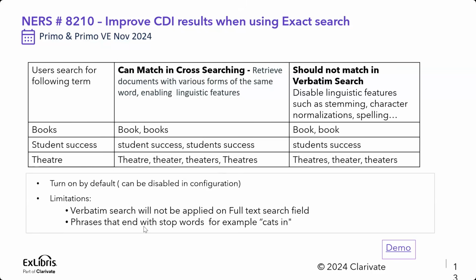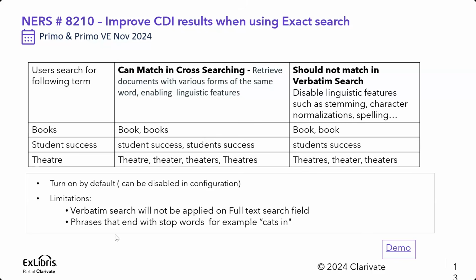If you want to disable it, you will find a configuration and can do that. Some limitations that we have while delivering it: the verbatim search is not applied on the full text search field. So if you do see results that match when using cross-searching and not a verbatim search, please check if you searched using search in full text, and if so, the document might be retrieved because of that.